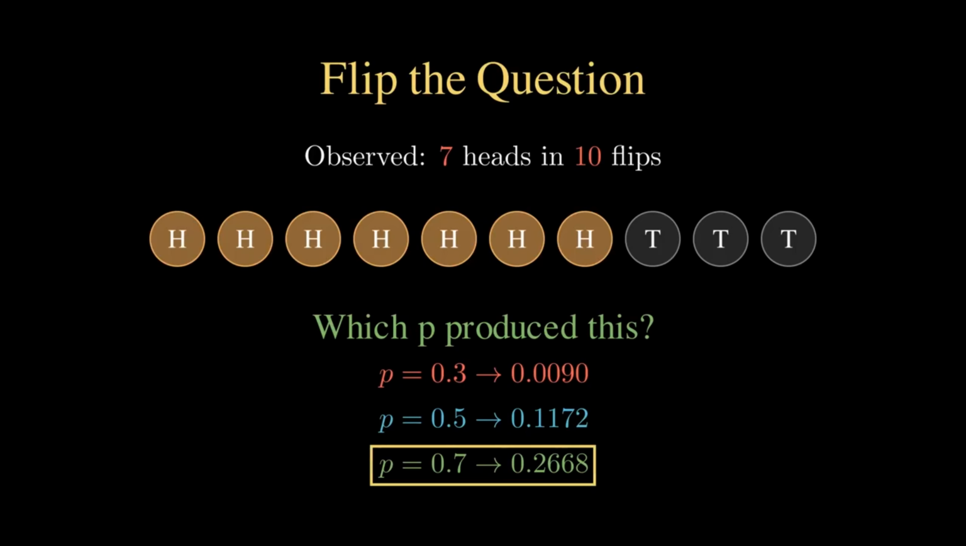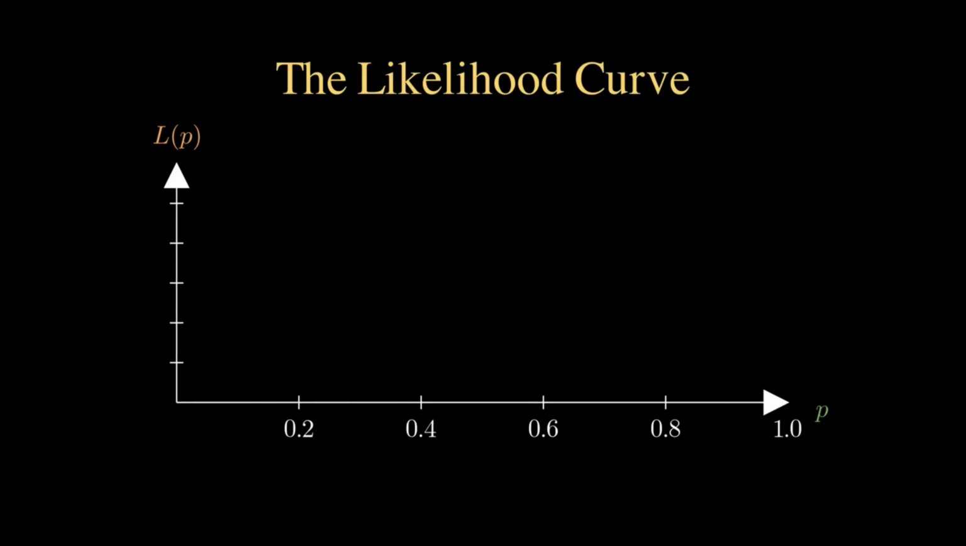Instead of checking just a handful of values, let's plot this for every possible P between 0 and 1. This is the likelihood function. For each value of P on the horizontal axis, the height tells you how plausible that P is, given that we saw 7 heads out of 10. Notice the peak sits right at P equals 0.7.